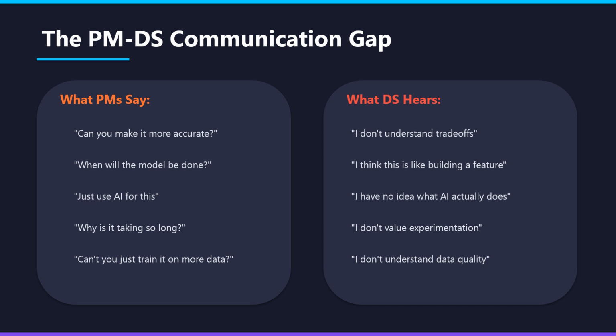And when a PM says, why is it taking so long? The data scientist hears, I don't value the experimentation process. They might have run 5 experiments, each teaching them something crucial, right? That's not wasted time. That's the scientific method. The fix is not to become a data scientist, it's to learn enough vocabulary and ask the right questions so you can have productive conversations with them. So let's start with the vocabulary.